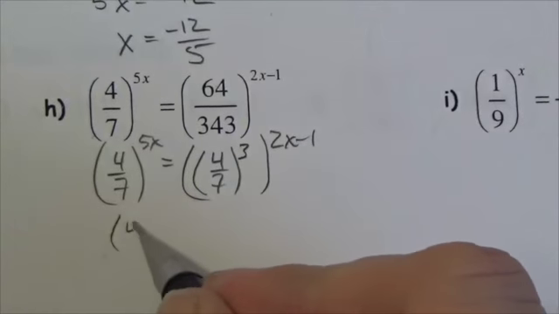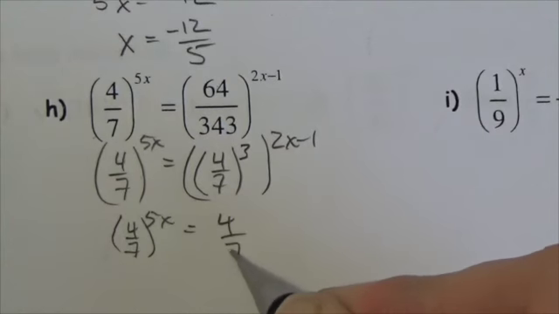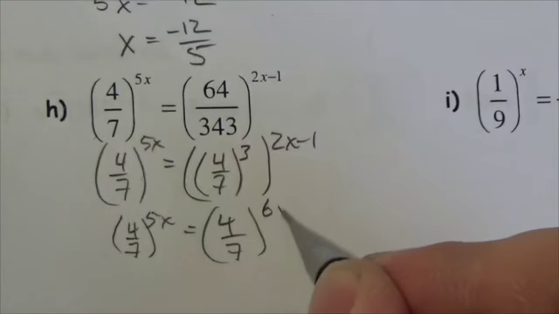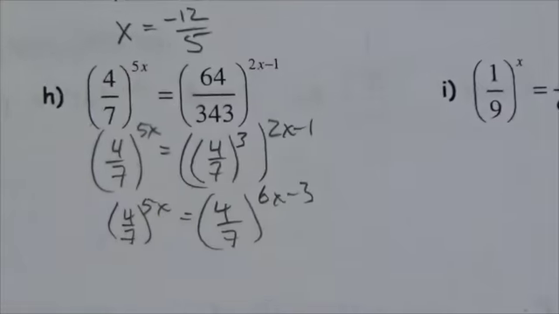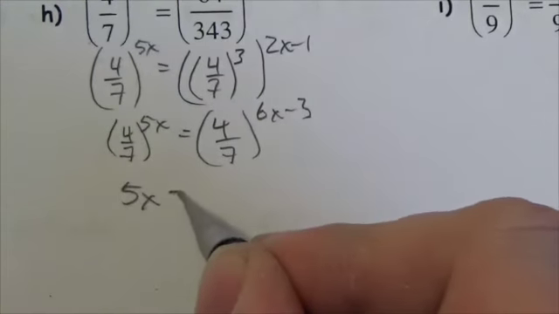So, okay, first of all, I've got to expand out the exponent on the right-hand side here. So this will be 4 over 7 to the 6x minus 3. Okay, now power equals power. The bases are the same, so I know that the exponents must be the same.